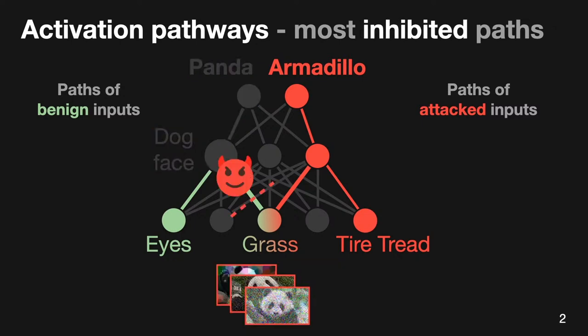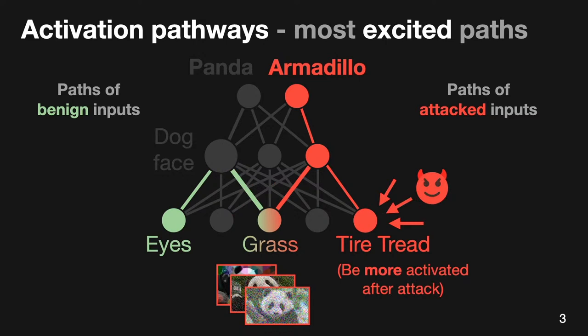Bluff also visualizes the most inhibited paths by the attack to uncover where the attack is blocking the signals to the benign path. Also, Bluff visualizes the most excited paths by the attack to uncover where the attack stimulates to induce the activation pathways going towards wrong directions.